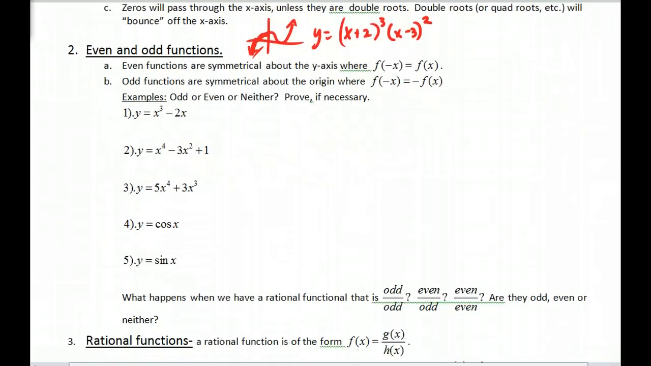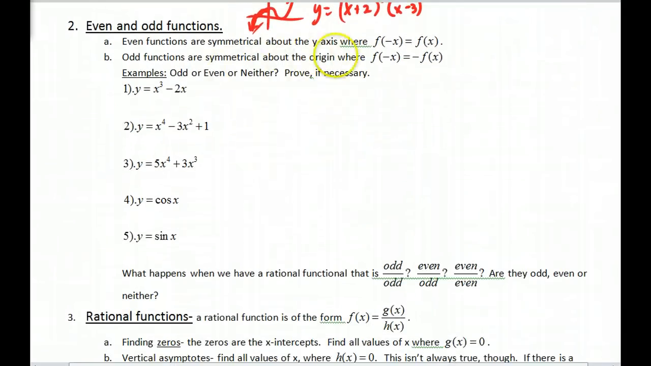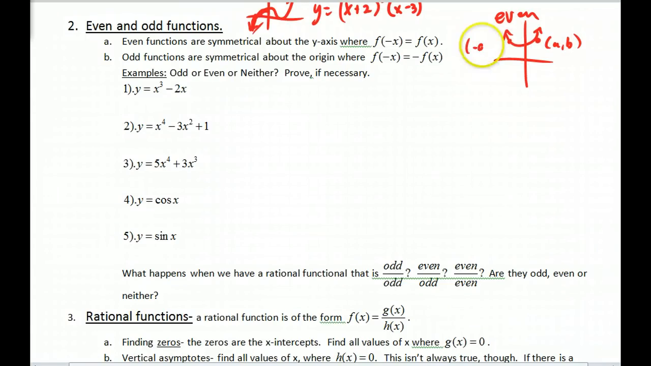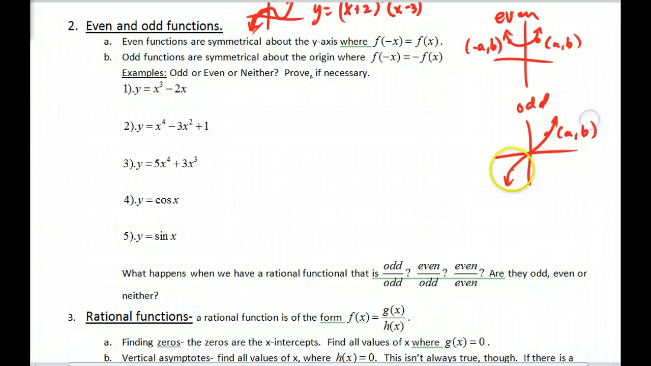Okay, even and odd functions. Even functions are symmetrical about the y-axis, where f(-x) = f(x). Odd functions are f(-x) = -f(x). And once again, what happens with this, if it's even, if I have a point over on this side and call this (a, b), then I'm going to have a corresponding point over here, which would be (-a, b). If it's odd, I'm going to change the signs of both. So if this is (a, b), then this would be (-a, -b). Okay, and that's what this is bringing out to us.